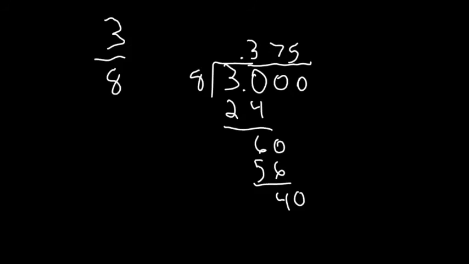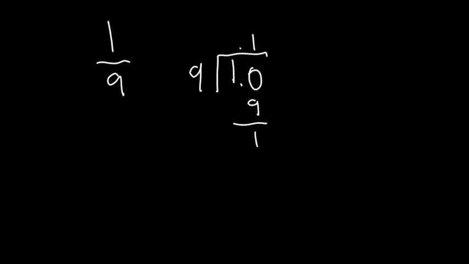Now I want to talk a little bit about a special one, and that being ninths. Alright, so let's say we have 1/9. So again, if you don't know what these are, you can just add that 0. 9 goes into 10 one time, which is 9. Subtract, 1. Add another 0. It's going to go in one time. And if you notice, I'm getting the same thing over and over again. So it's going to be 0.1 repeating, 1/10 repeating.